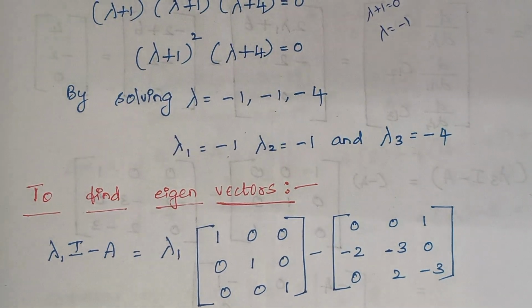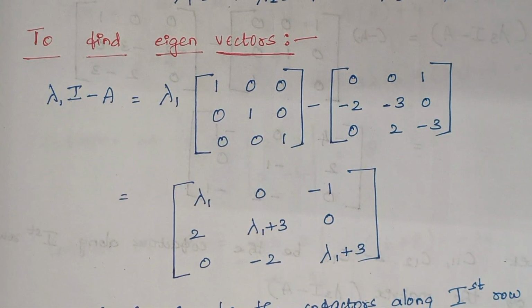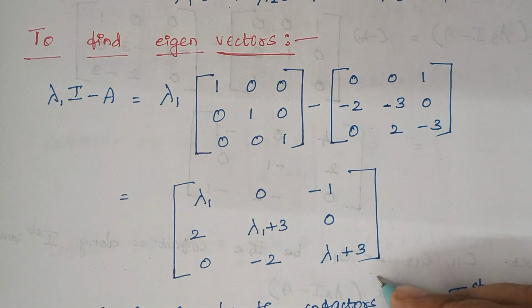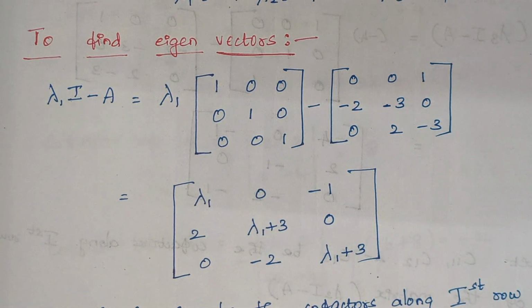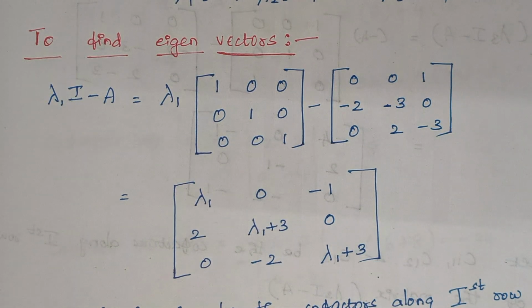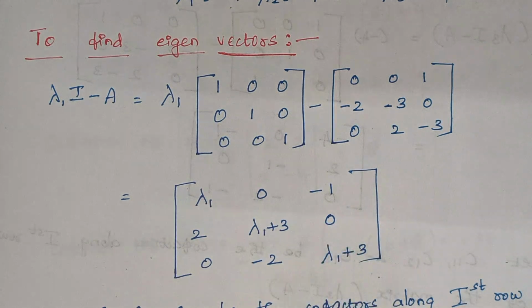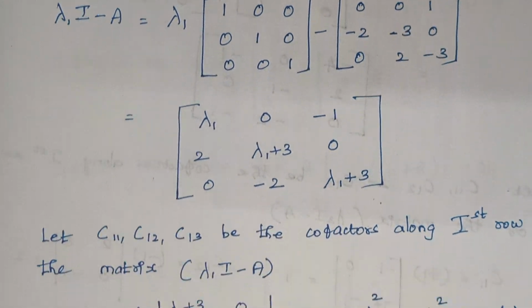When you solve this, the final output matrix is like this. Now here we need to calculate the cofactors. Cofactors are calculated along the first row of the matrix. So this is your first row, and for this we are calculating the cofactors. So how to calculate the cofactors?